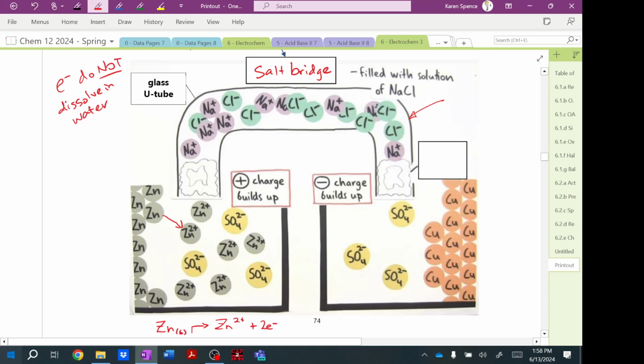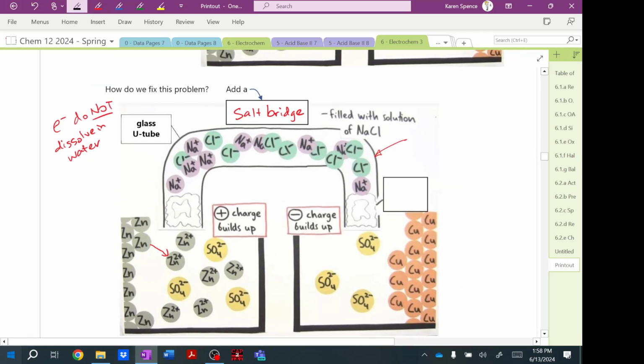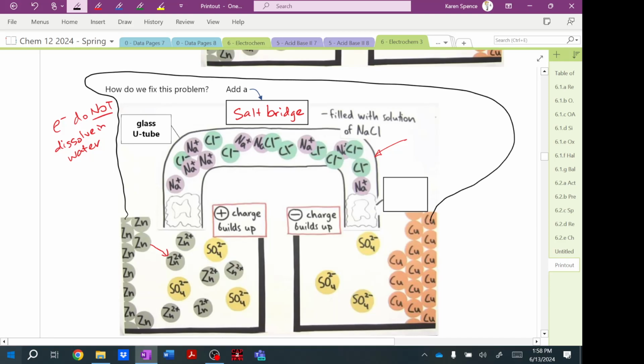Part of this cell is missing. What part is missing? The wire. Okay? So there would be a wire here, and the electrons go that way. Yes? Okay. So the electrons go that way, and the zinc comes off.